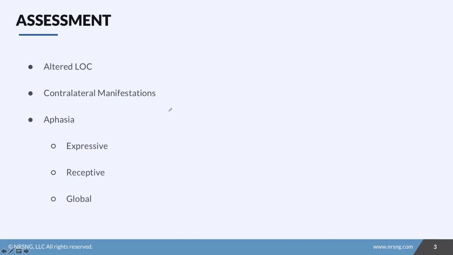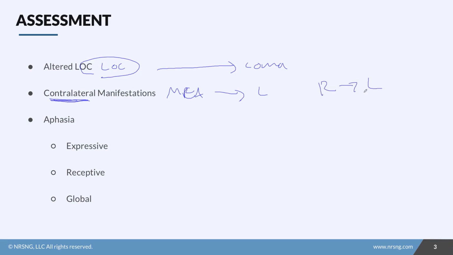As with any neurological issue, the first thing we're going to see is altered level of consciousness. LOC is level of consciousness. This could be anything from confusion all the way to coma. We're going to see the weakness and deficits present contralateral to the side of the stroke. What does that mean? Well, that really just means that, for example, a right MCA stroke is going to show symptoms like left arm weakness. So right is going to present on the left side of the body, left is going to present on the right side of the body. That's all that contralateral means.